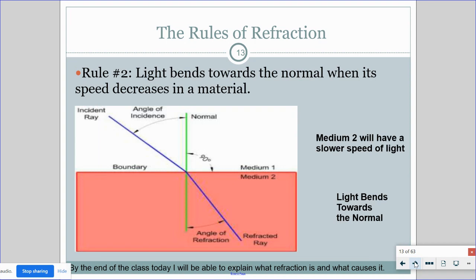Rule 2: light will bend toward the normal when its speed decreases in a material. So here we have the incident ray in medium 1. If the speed here is faster than the speed here, when it goes in, it's going to bend. So the incident angle here will be bigger than the refraction angle.